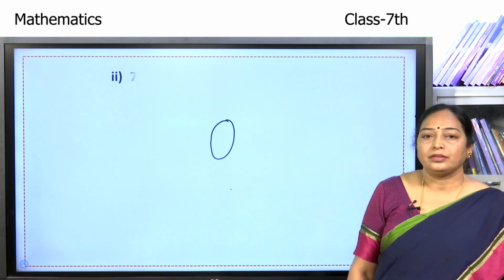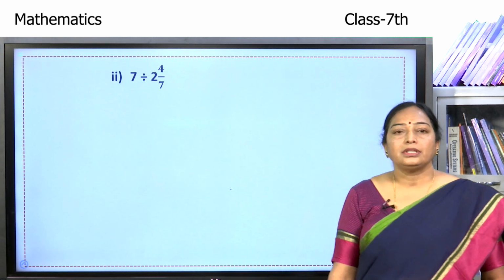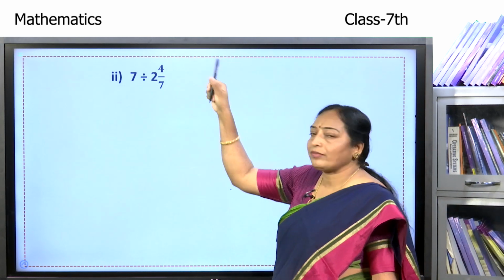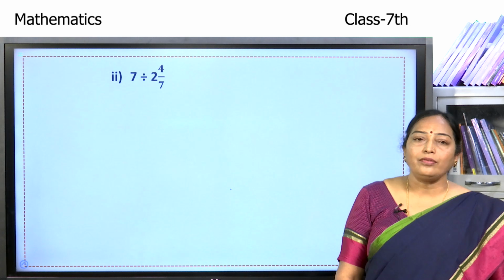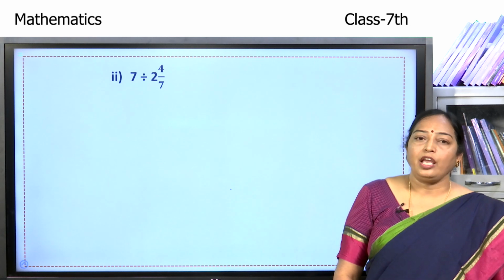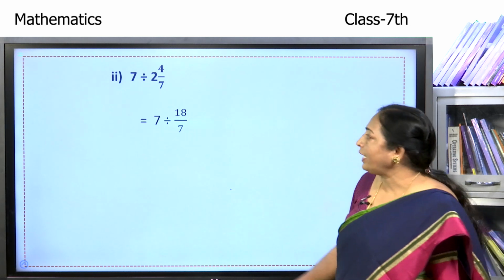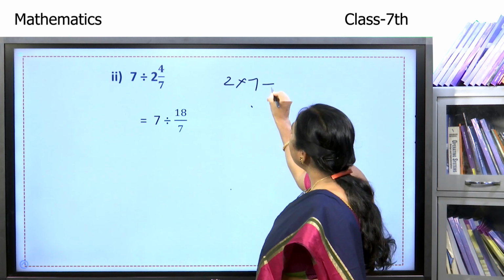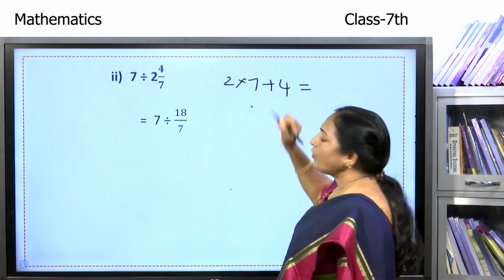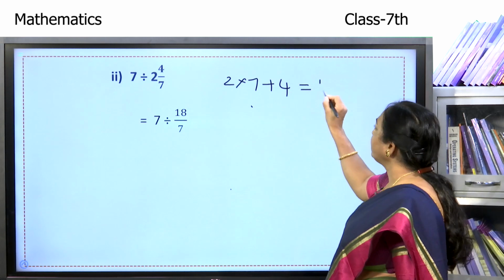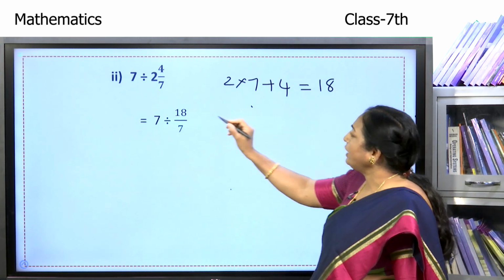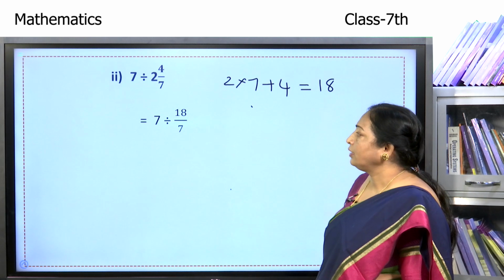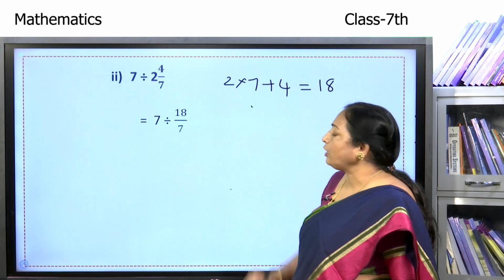Take one more example. 7 divided by 2 4/7. Here 7 is a whole number, 2 4/7 is a mixed fraction. First, we have to convert the mixed fraction into an improper fraction. How do we get 18 here in the numerator? 2 into 7 plus 4. 2 sevens are 14 plus 4 is 18. So, we write 18 as the numerator. Here we get 7 divided by 18/7.